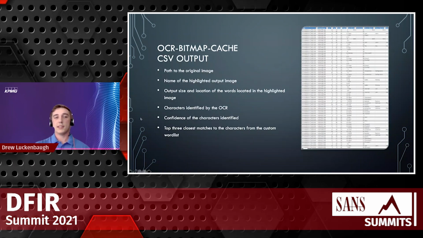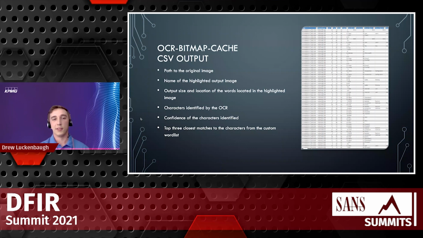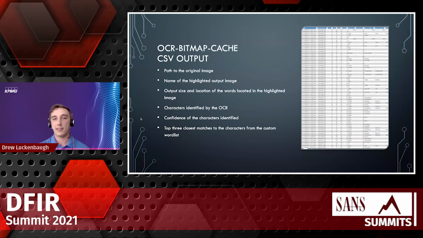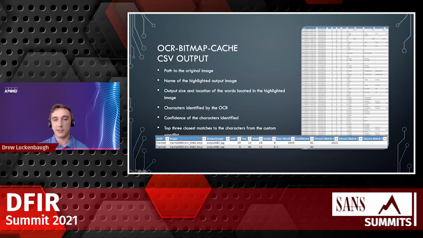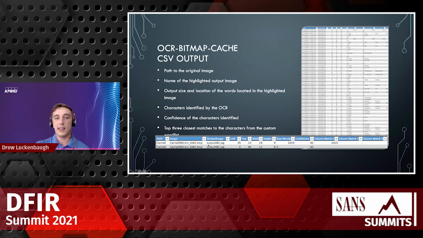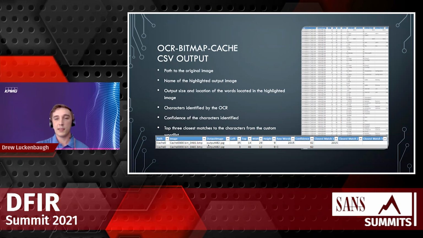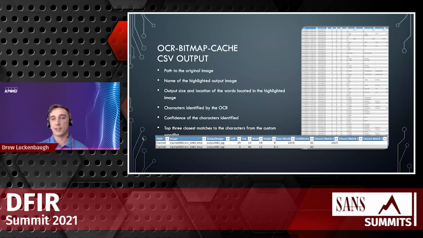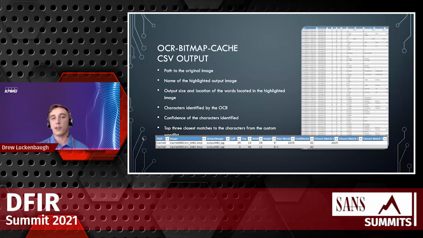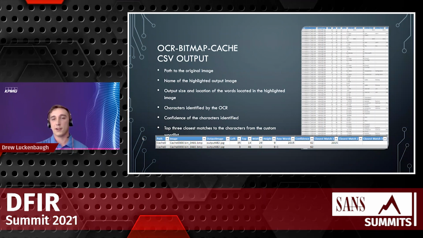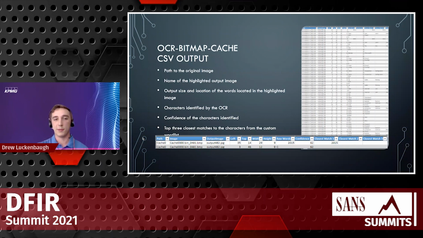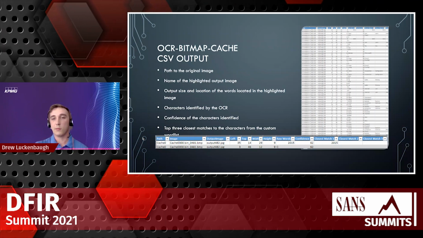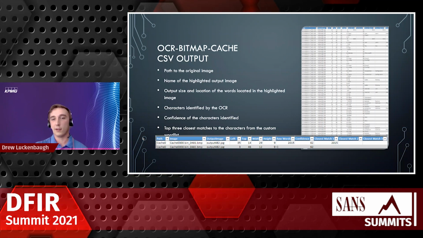So starting out with the CSV output, this is full of all the information that pertains to the OCR scans. It provides the path and the name of the original image. It provides the name of the output image. So this way, when you have thousands of bitmap images coming from one single bin file, it allows for an easy way for you to correlate the words the OCR identifies back to the original image. And then same thing with the outputted image file. If you want to see the words that identified in the outputted one, it also tells you that as well.